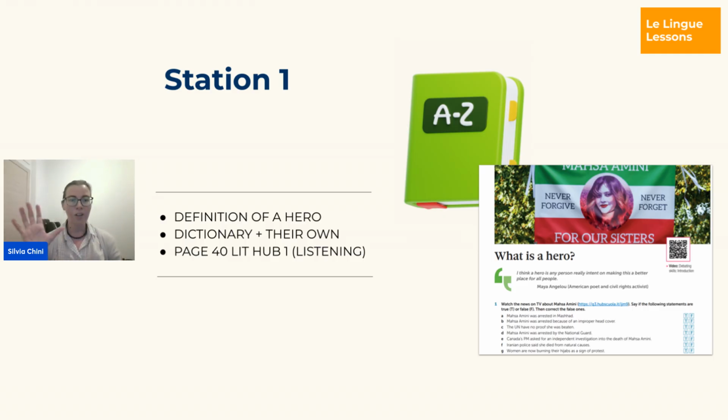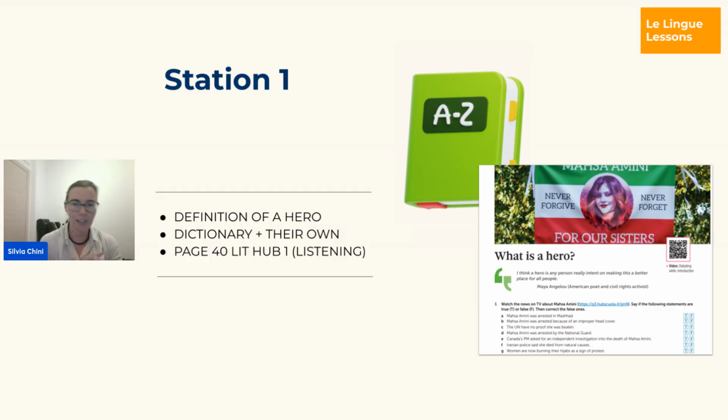So I will give you a brief overview of the 5 stations you can organize, you can have to start a lesson, to start a unit on heroes, past and present heroes. Station one can be the definition of a hero. So you need a dictionary, and students work in small groups. As I said before, 5 students per group is a perfect number. So students work within the small group and they find the definition of a hero.